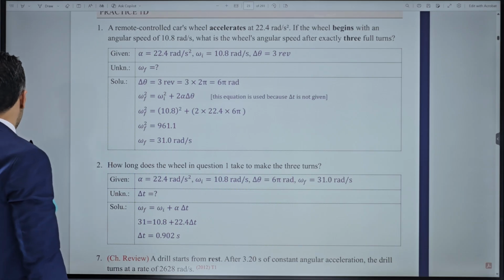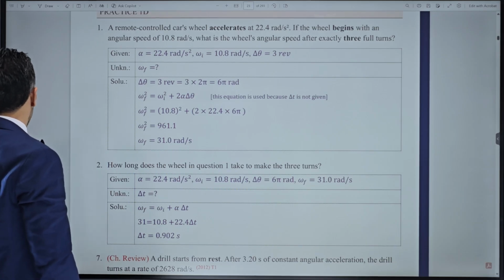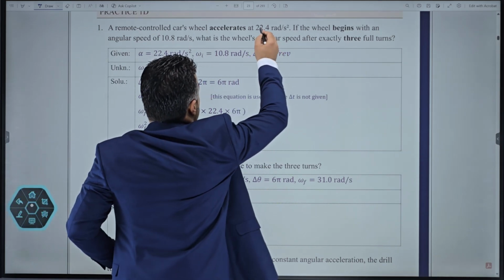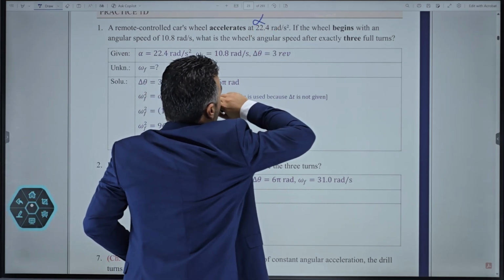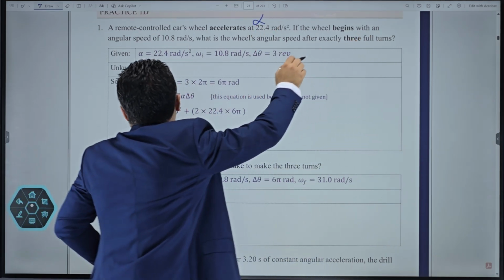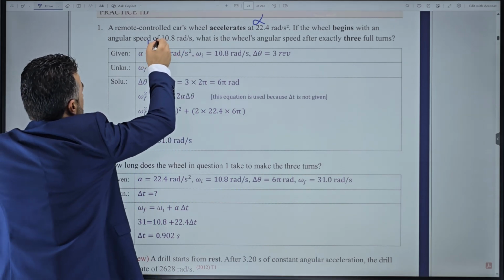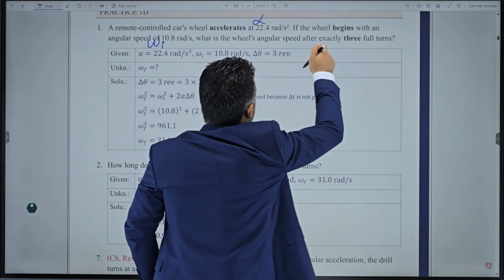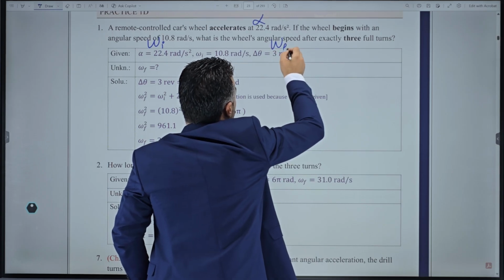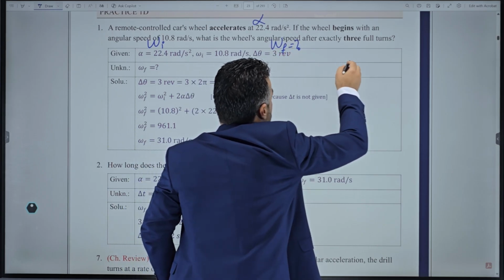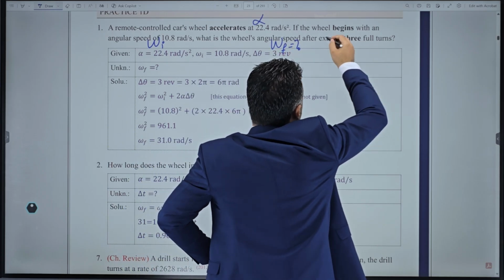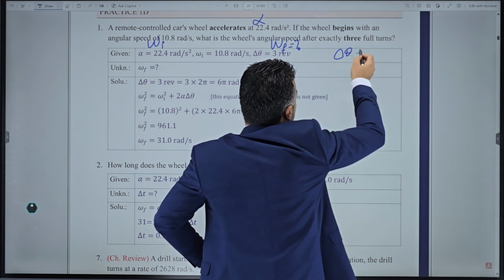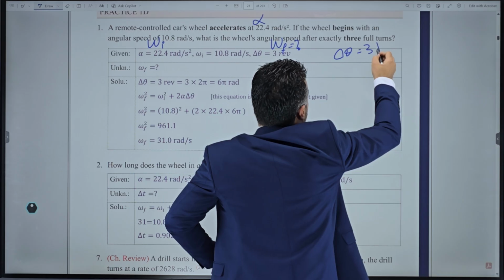So let me tell you what is given here and what you need to find. Remember, it says it accelerates, so this is the angular acceleration. It says the wheel begins with an angular speed, so can we say this is omega initial? Yes, well done. What is the wheel's angular speed? Are they asking for omega final? Yes, well done. But it says exactly after 3 full turns, so that means delta theta is equal to 3 turns.